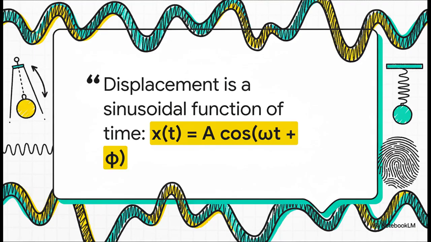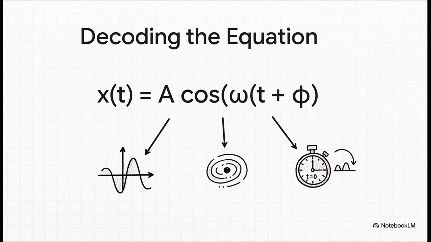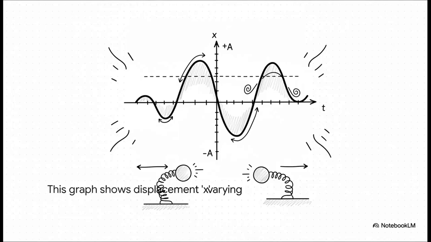And this is its famous equation, children. You must remember this. It tells us everything about the motion. Let's quickly break down what each part of this equation means, starting with amplitude, which is just the maximum stretch. This graph brilliantly illustrates the motion, showing how the position changes smoothly like a wave between the maximum positive and negative amplitude.